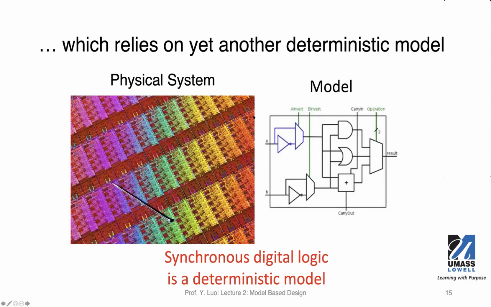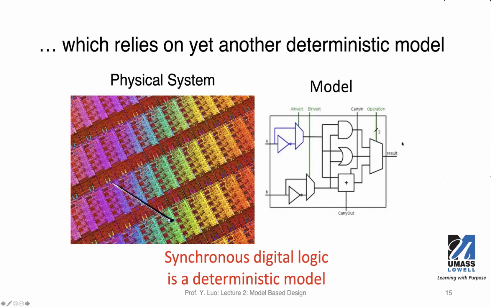The instruction set architecture relies on another deterministic model. And this model is basically the circuit level model. So we have a NOT gate and NAND gate, inverters. You have, this is the multiplexer. You have an AND gate, NAND gate, and you have adders.